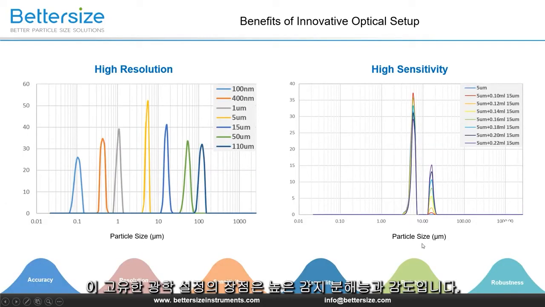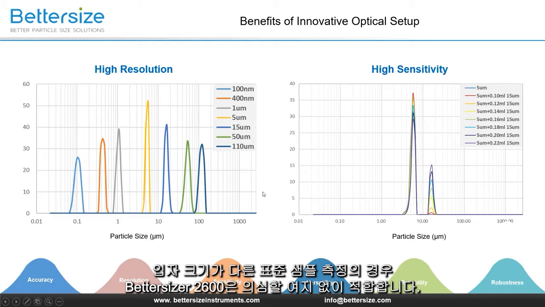The benefits of this unique optical setup are high detection resolution and sensitivity. For the standard sample measurements with different particle sizes, the Bettersizer 2600 is qualified unquestionably.